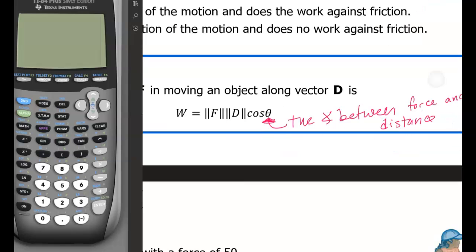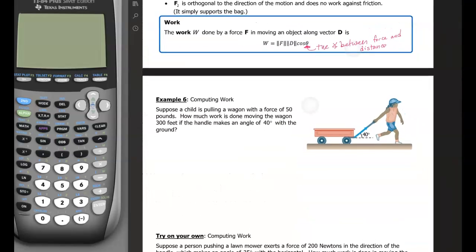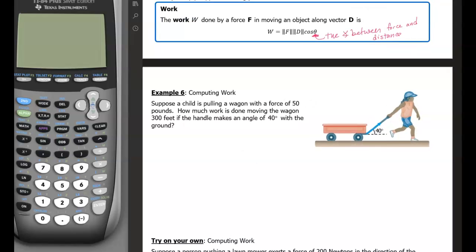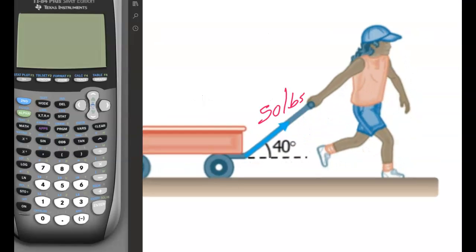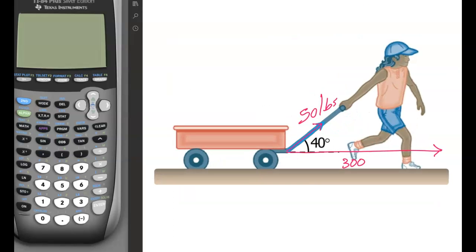So let's try. Suppose a child is pulling a wagon with a force of 50 pounds. How much work is done moving the wagon 300 feet if the handle makes an angle of 40 degrees with the ground? So our force that she's pulling is going upwards and to the right on an angle of 40 degrees, whereas the wagon is moving a distance of how much? 300, what was it? Feet.